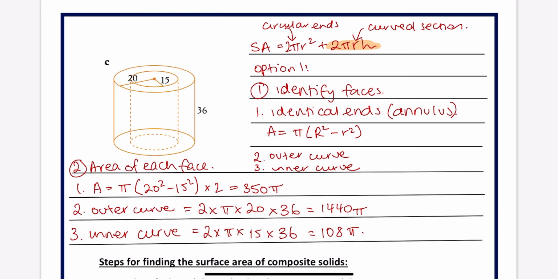Okay, so now that we've found the area of each of the faces, we've got to add those together. So our step 3 is to find the total surface area by adding them up. So our surface area equals 350 pi plus 1440 pi plus 1080 pi, which equals 2870 pi. Okay, and I'm going to leave that in exact form.